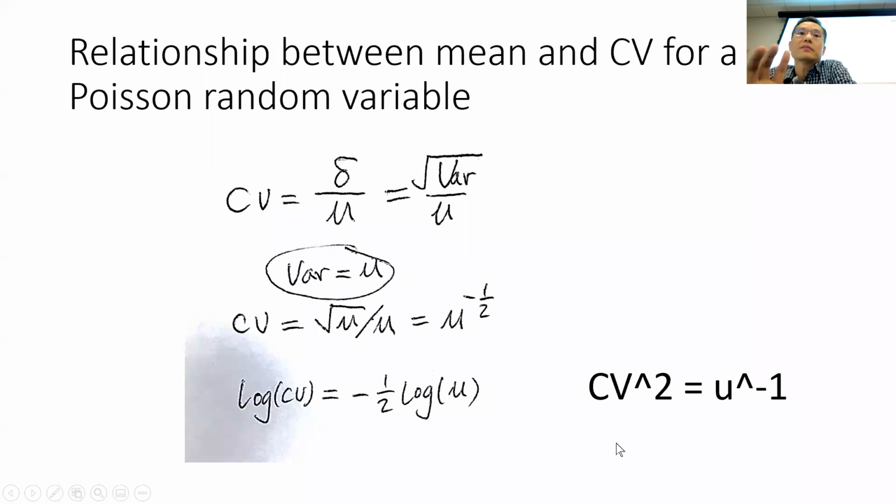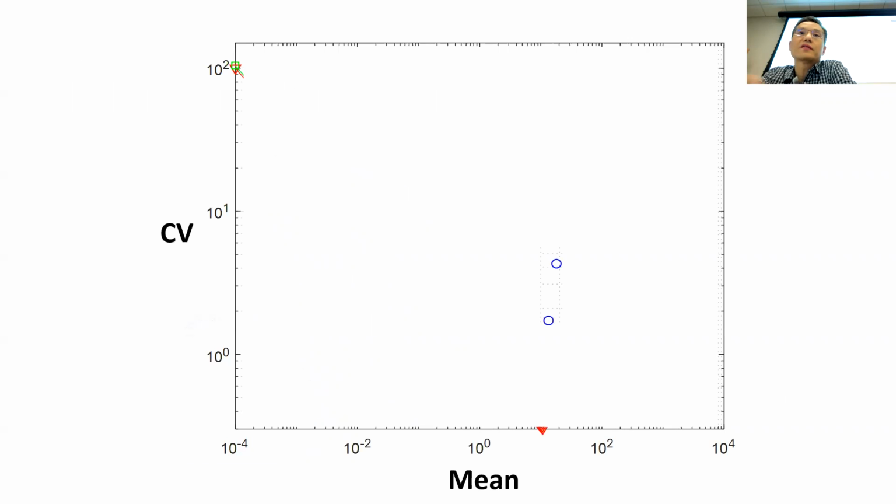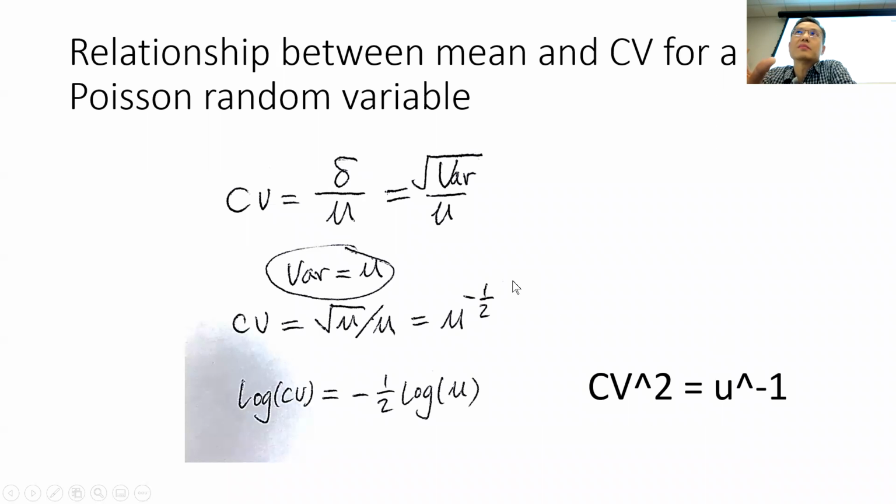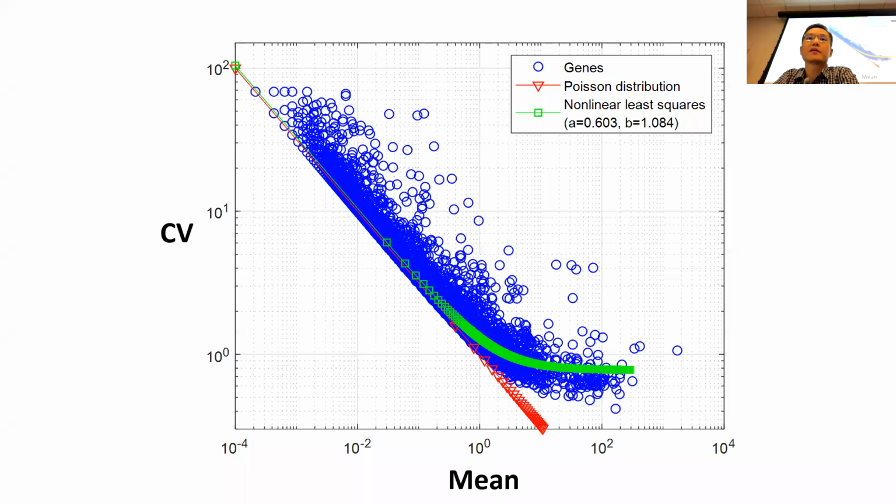Okay. By definition, if the variability among the cells for the gene follows Poisson distribution, and there's some highly expressed gene, so mu is high, you should have a lower CV. Okay, we expect to have a negative slope here, 0.5. So you expect to have this line.